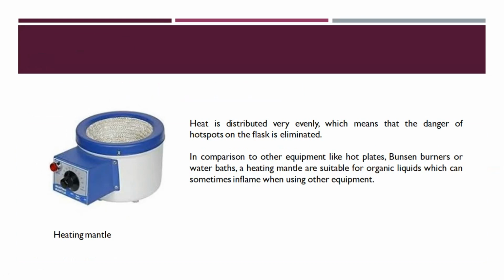You can see that by using heating mantle, heat can be distributed very evenly. You can see it contains a hollow rounded chamber. So heat can be distributed evenly. It means that the danger of hot spots on the flask is eliminated. That is, uneven heating can be eliminated. In comparison to other equipments like hot plates, Bunsen burners or water bath, heating mantles are suitable for organic liquids which can sometimes inflame when using other equipment. Hence, these are the advantages of heating mantle over the traditional water baths.